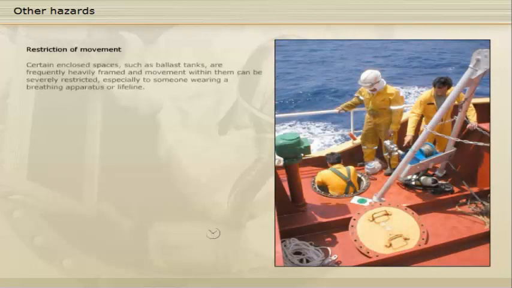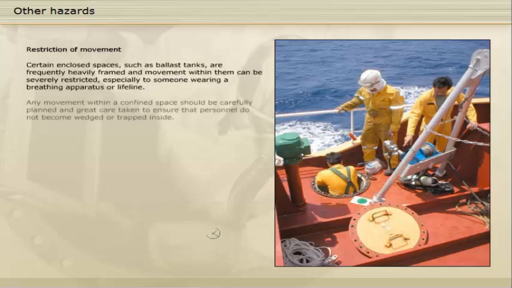Certain enclosed spaces, such as ballast tanks, are frequently heavily framed, and movement within them can be severely restricted, especially to someone wearing a breathing apparatus or lifeline. Any movement within a confined space should be carefully planned, and great care taken to ensure that personnel do not become wedged or trapped inside.